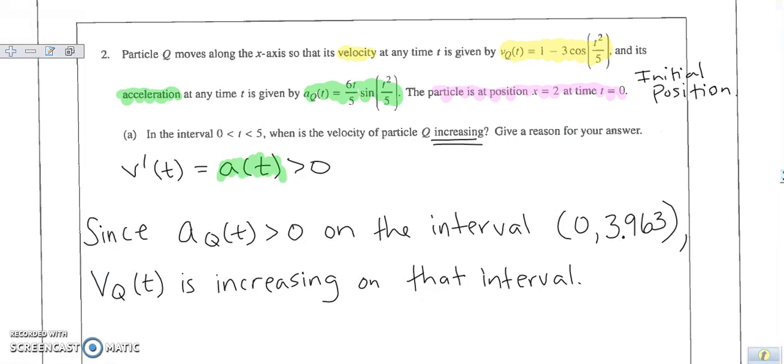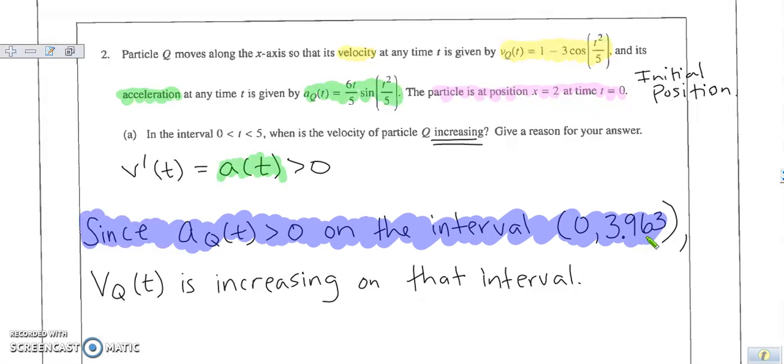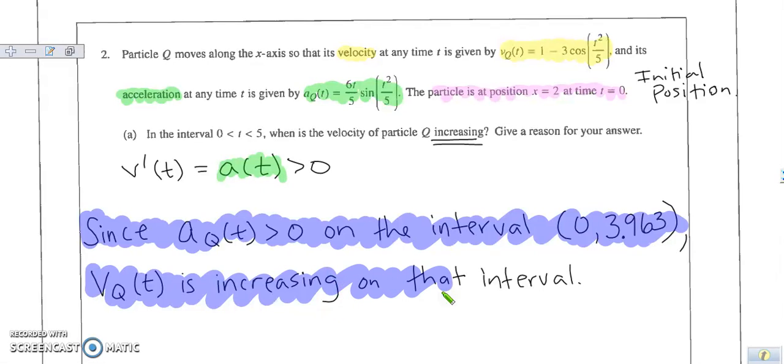Make sure you finish off with a good reason. Since the acceleration of particle Q is greater than 0 on the interval from 0 to 3.963, the velocity of particle Q is increasing on that interval. Okay, that'll do it for 2A.